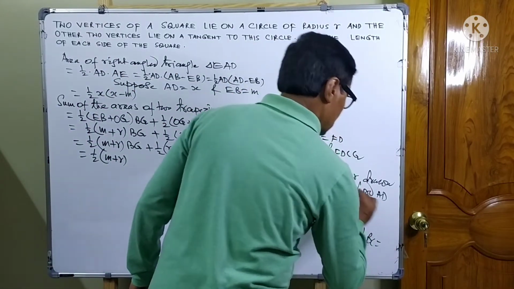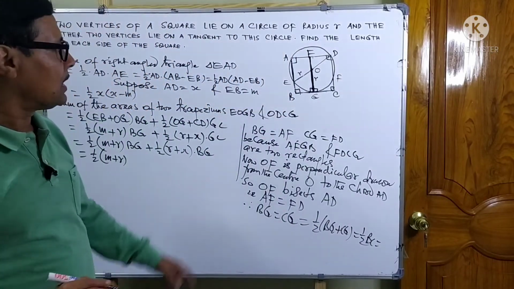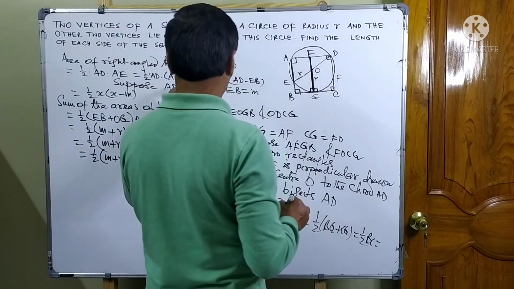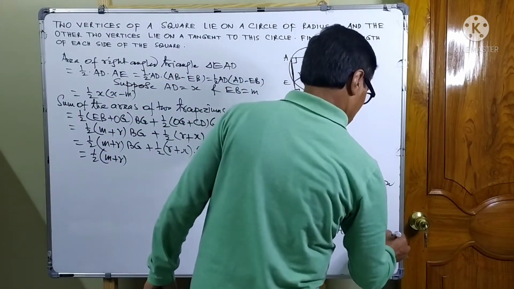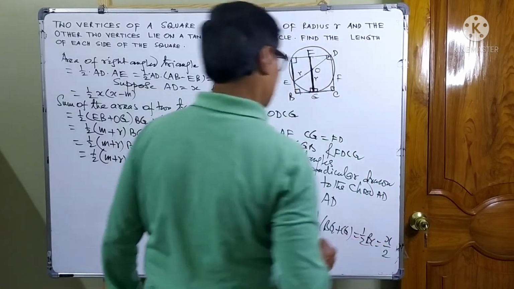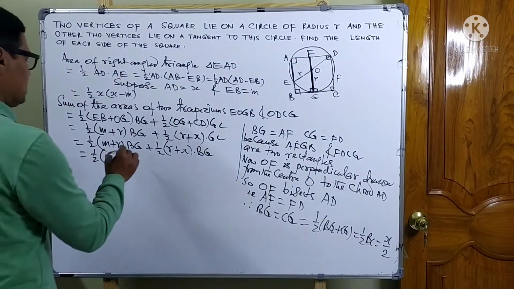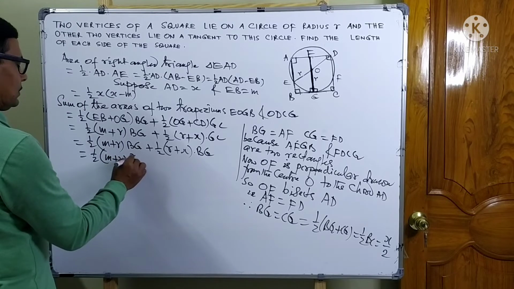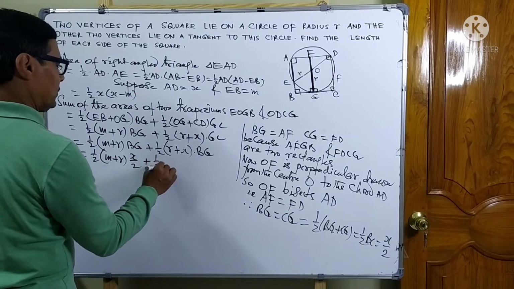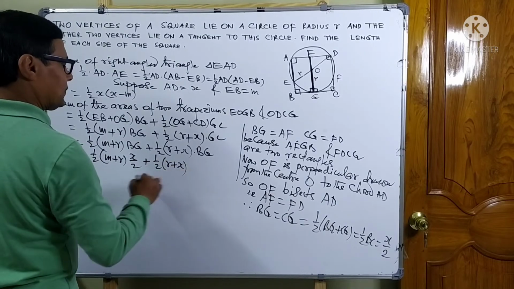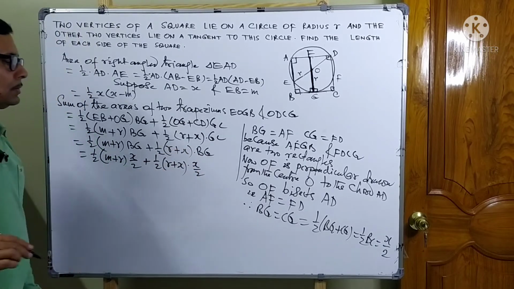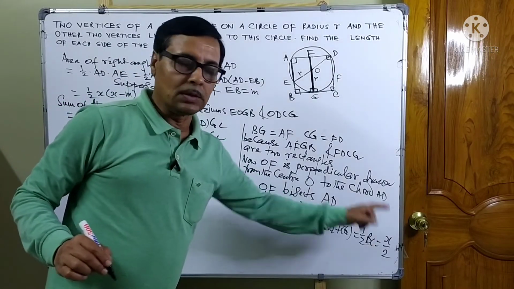BC is the side length of the square. Side length of the square is considered as x. So BC equal to AD. So half of x, that is x over 2. So, this is x over 2 plus half of r plus x over 2.